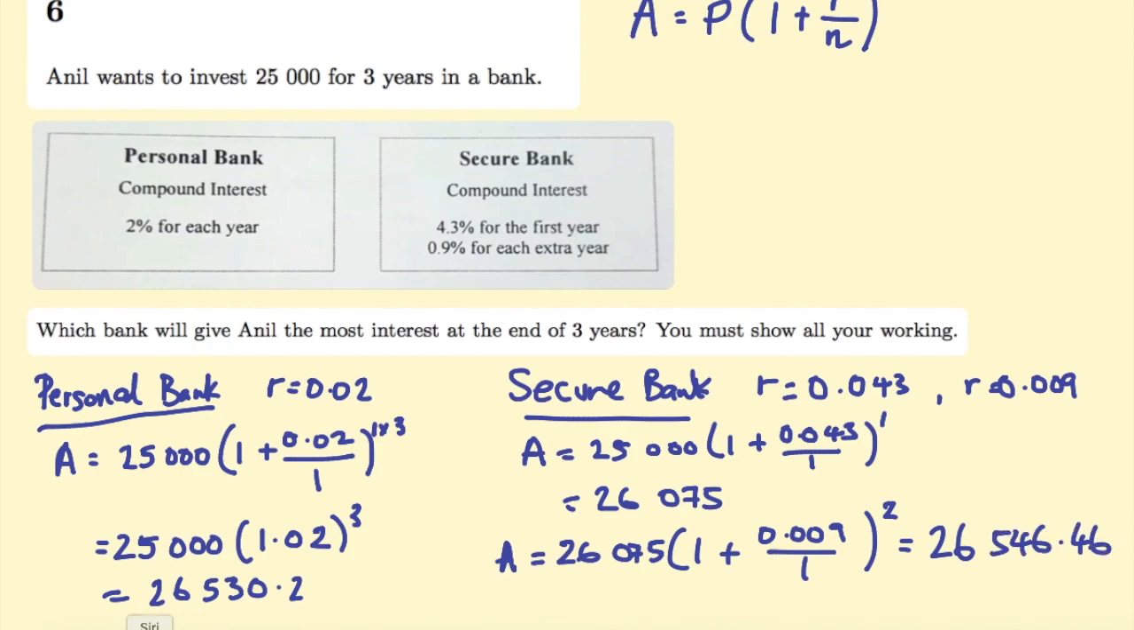26,546.46 pounds. And then you just need to simply compare those two numbers, which is more, and then you can write your answer in a statement, and you should choose secure bank.